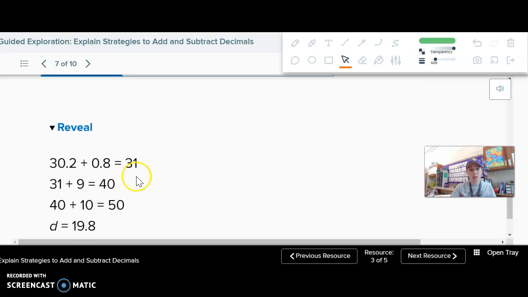See, we might have visualized it differently. So 8/10, 9 more will get to 40, and then 10 will get to 50. So that is even a few more jumps. Great strategy to use.